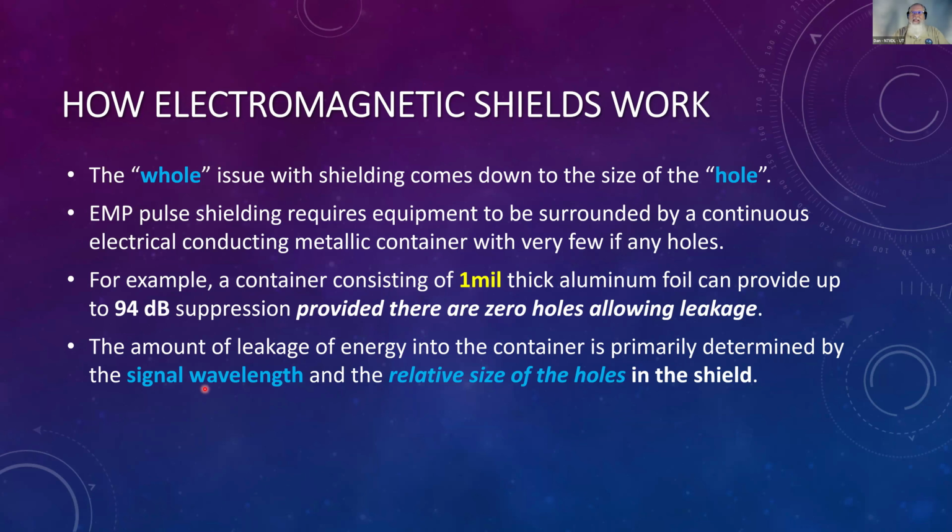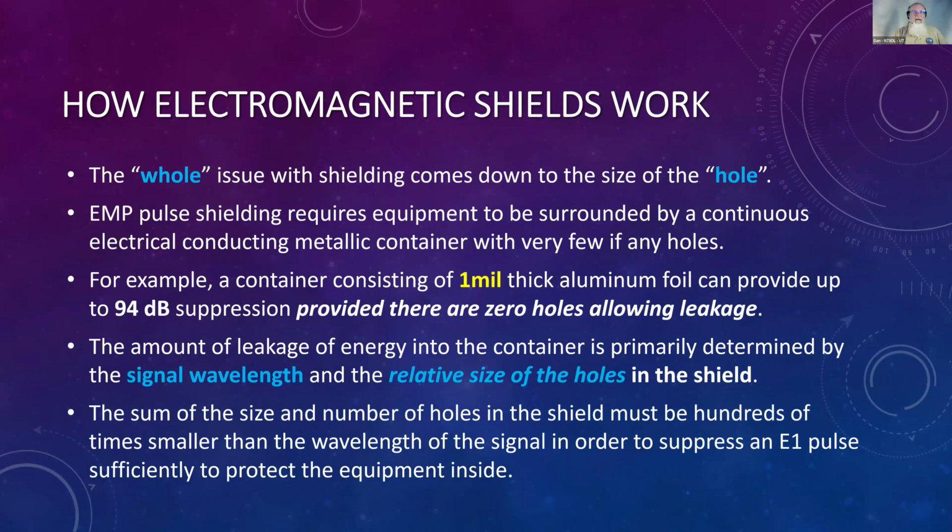And we'll see in a couple of slides, the EMP pulse does not produce just a single wavelength. There's a huge range of wavelengths that your shield needs to protect against. We're going to talk about that. So the sum and size of the holes must be hundreds of times smaller than the wavelength of the signal in order to suppress an E1 pulse sufficiently to protect the equipment inside.